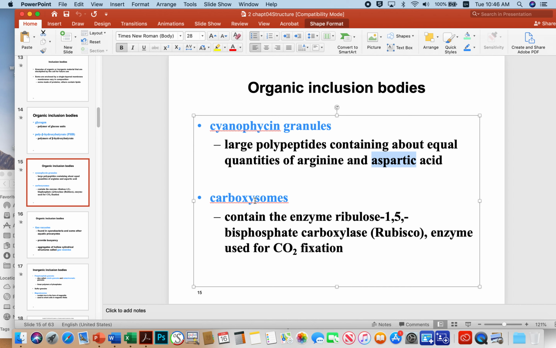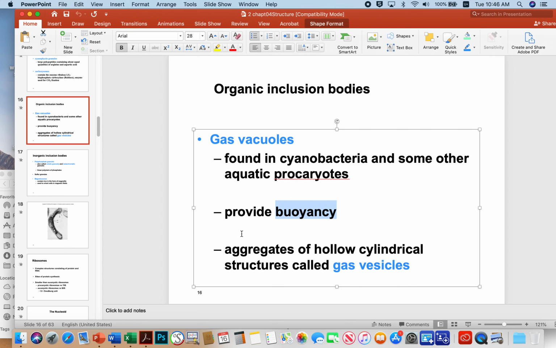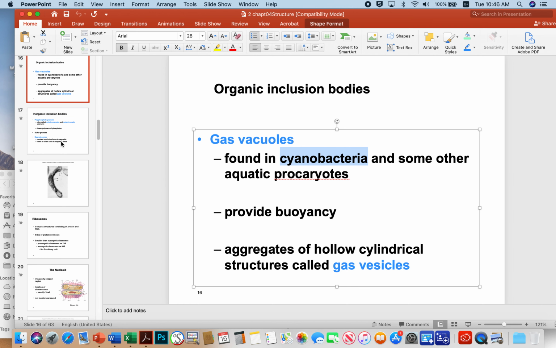And then another thing, and this is very unique to photosynthetic microbes, but a lot of photosynthetic microbes produce carboxysomes, which contain this key enzyme called Rubisco. Rubisco is essential for carbon dioxide fixation, which is the whole purpose of photosynthesis primarily. So another type of inclusion, as I mentioned, are the gas vacuoles that provide buoyancy, allowing photosynthetic bacteria like cyanobacteria to float and stay in the photic zone so they can photosynthesize.